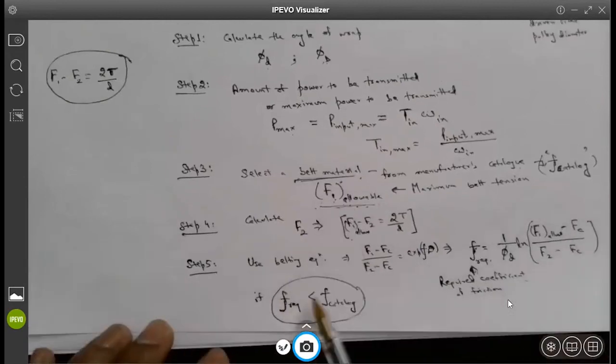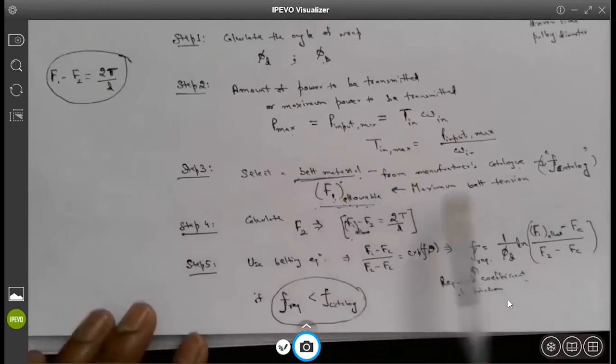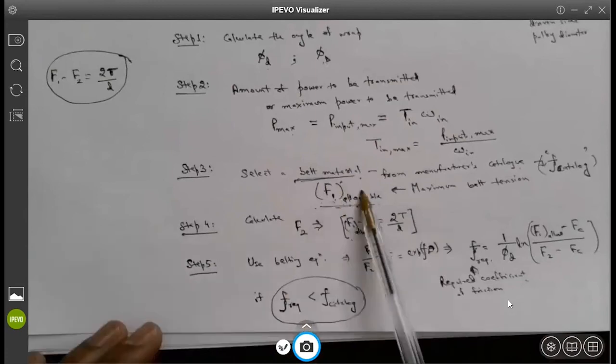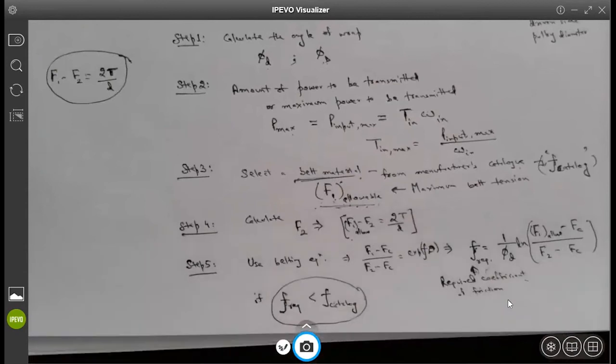That means whatever belt material you have selected is going to work in this case. If it is not, then you have to go with a new type of belt material with a higher coefficient of friction, higher belt tension, and do the same calculations and find out what is the required coefficient of friction. Making sense or not? Yes.